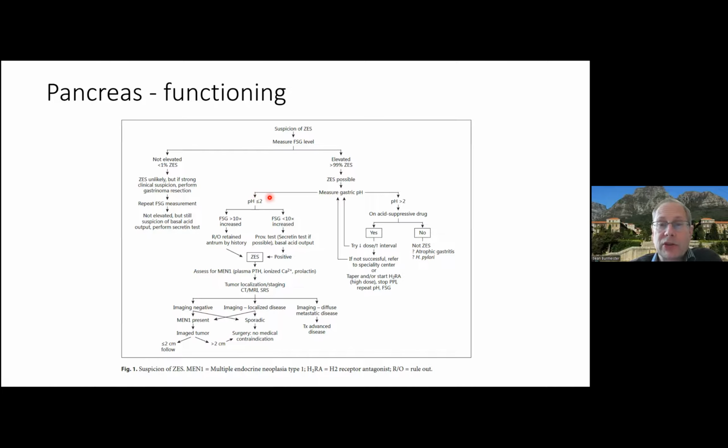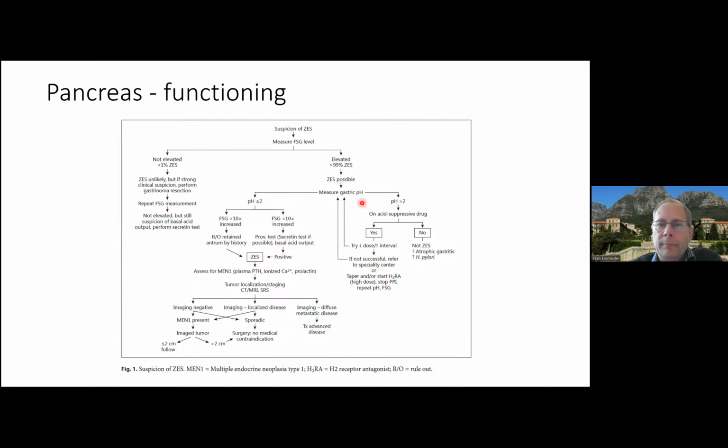go and do a gastric pH measurement. If you are dealing with a pH that is less than 2 and your serum gastrin was greater than 10 times normal, then almost certainly you're dealing with Zollinger-Ellison syndrome. If the gastrin was not that high, then you would consider doing a secretin stimulation test.